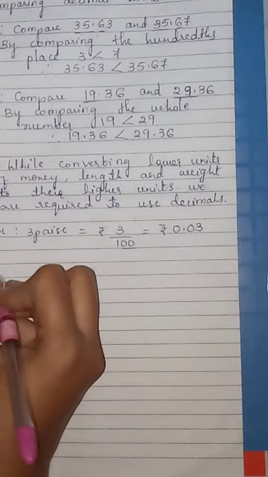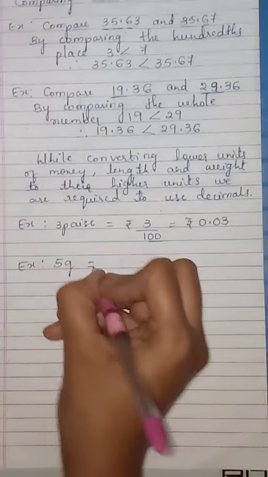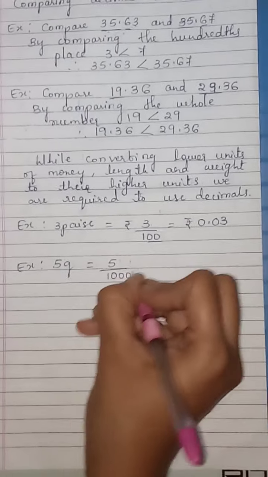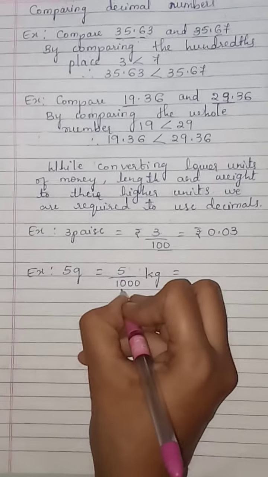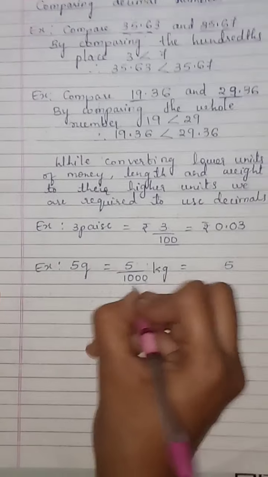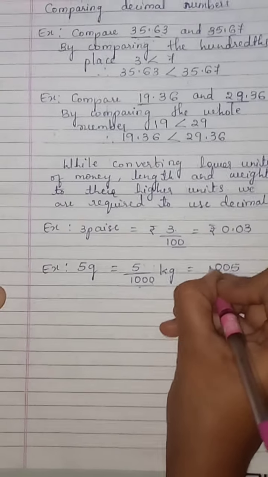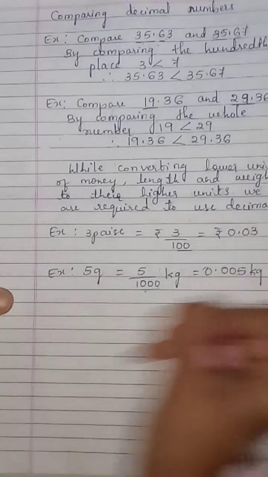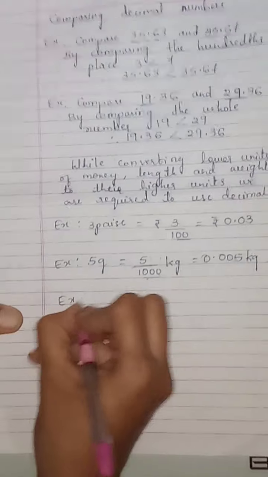Take another example. 5 gram. You convert this into decimal form. That is 5 gram equals 5 by 1000 kg. Here in the denominator 3 zeros are there. In the numerator 5 is there. After 3 digits give the decimal point. Already 1 digit is there here. Add 2 more zeros here. That is 0.005 kg.